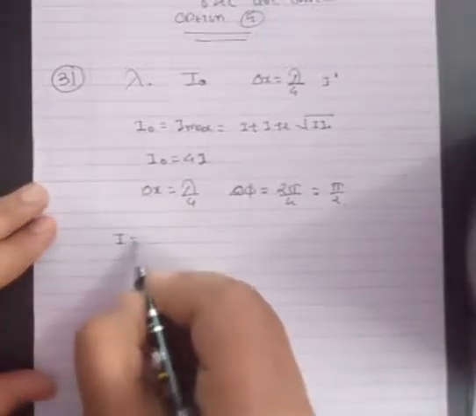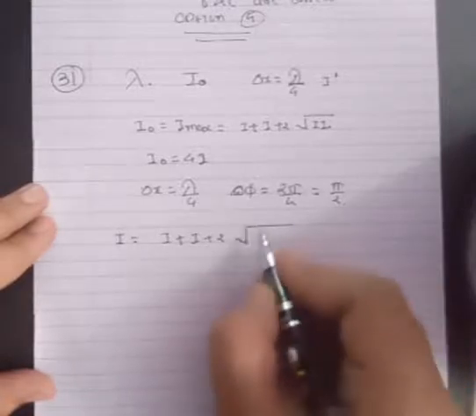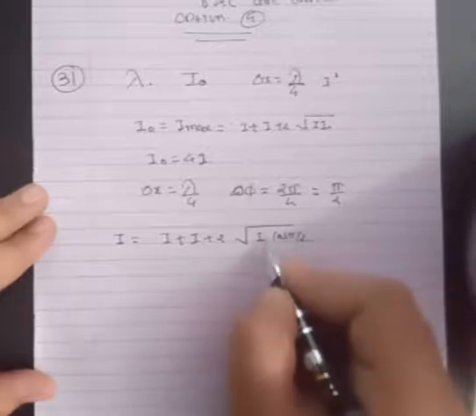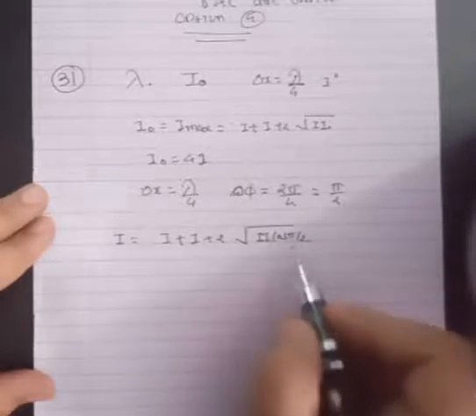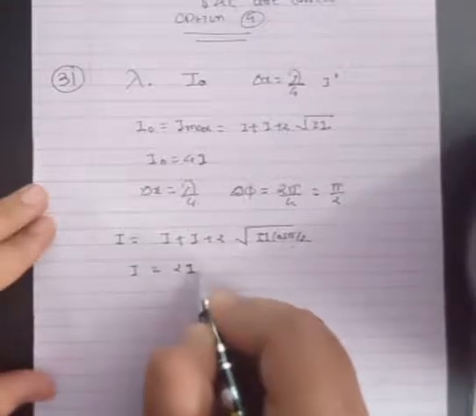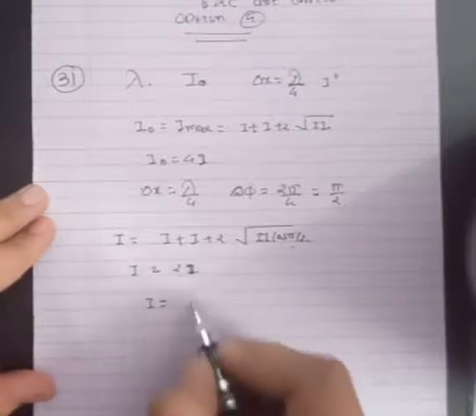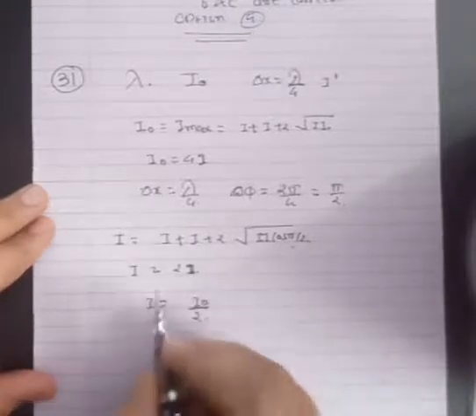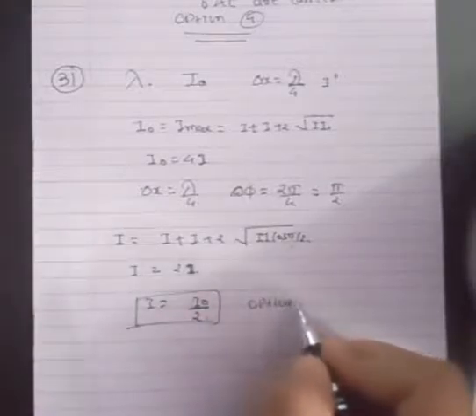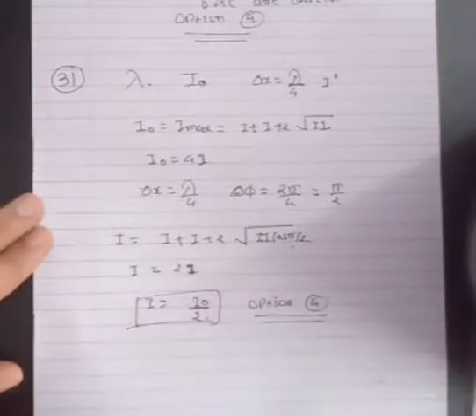So I can be written as I plus I plus 2 root I into I cos pi by 2. But cos pi by 2 is 0, so I will be equal to 2I. So I will be equal to I0 by 2. So option 4 is the correct option.